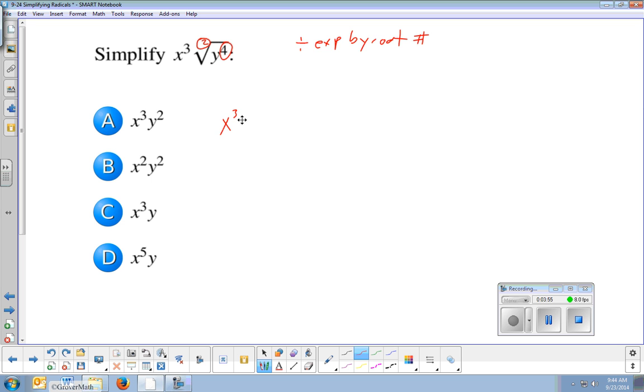So x cubed y squared. And that's essentially it for dealing with even exponents. They're very simple. Just another couple quick examples before we move on to the next problem here.